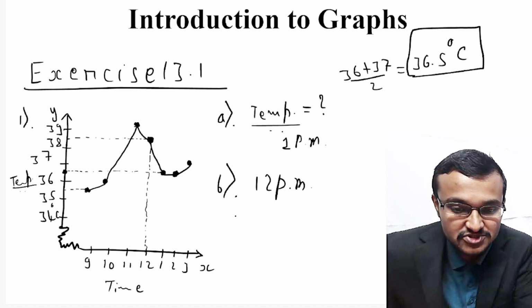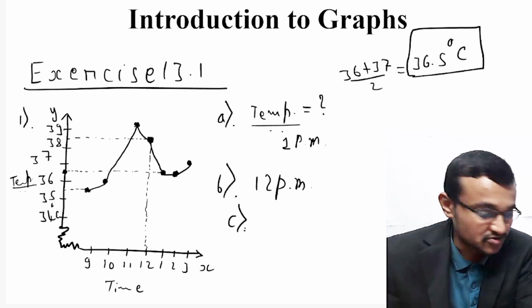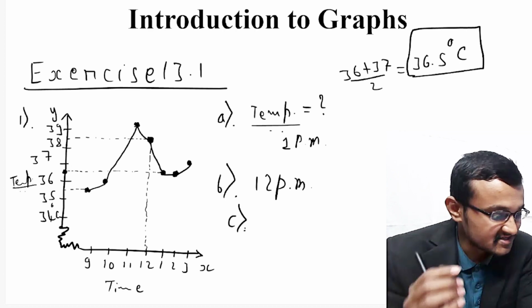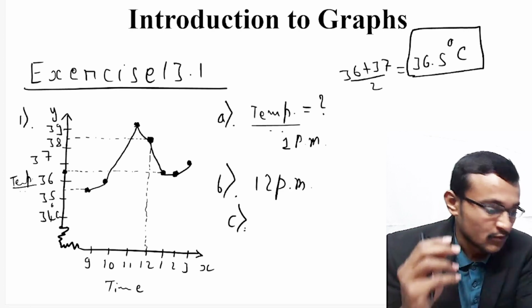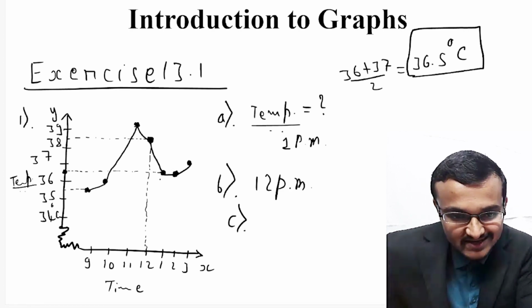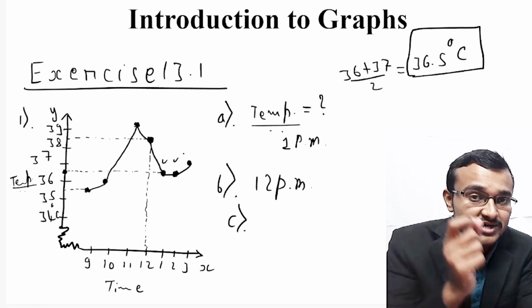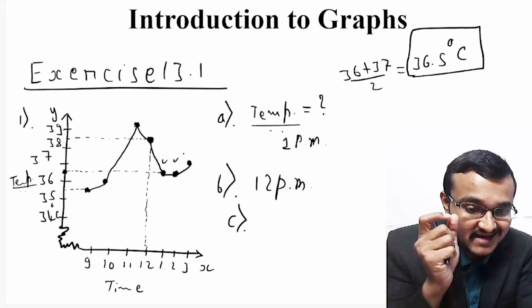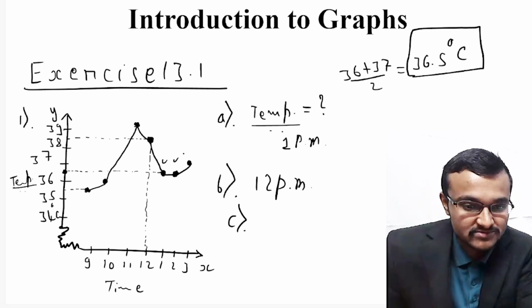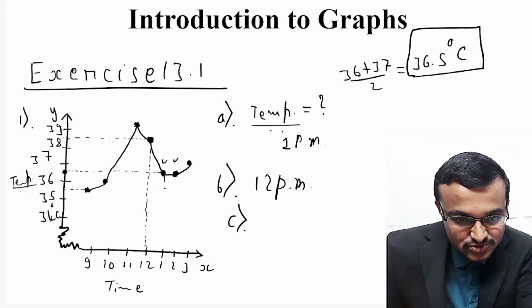So coming to the C question in this first question, they have asked: the patient's temperature was the same 2 times during the period given. What were those 2 times? You can clearly see these 2 times were the times when the temperature of the patient's body was the same. That means at 1 p.m. and 2 p.m.